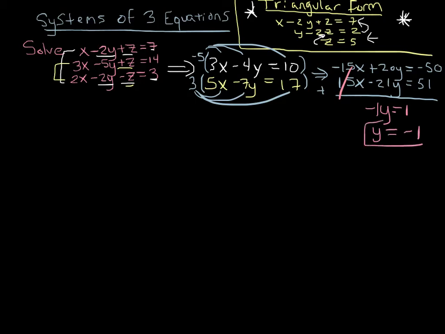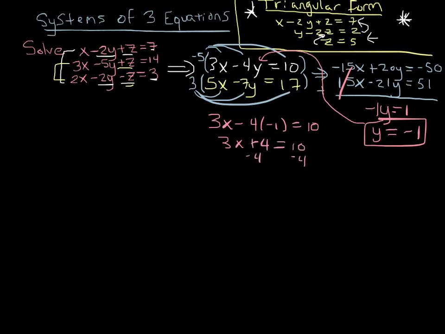So now I know y, and since I know y, I can find x by plugging it back into any of the originals back here. Let's plug it right in here. So now I've got 3x minus 4 times negative 1 is equal to 10, which means 3x plus 4 is equal to 10, which means that 3x is equal to 6, which means that x is equal to 2.